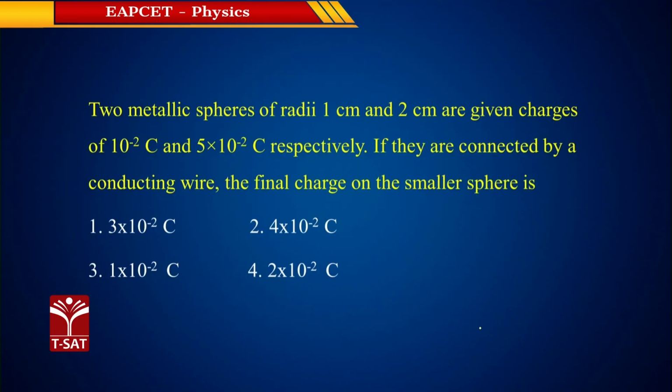Okay, two metallic spheres of radius 1 centimeter and 2 centimeter are given charges of 10 to the power minus 2 coulomb and 5 into 10 to the power minus 2 coulomb respectively. If they are connected by a conducting wire, the final charge on the small sphere is 2 into 10 to the power minus 2 coulomb. Here the small sphere has 2 into 10 to the power minus 2 coulomb.